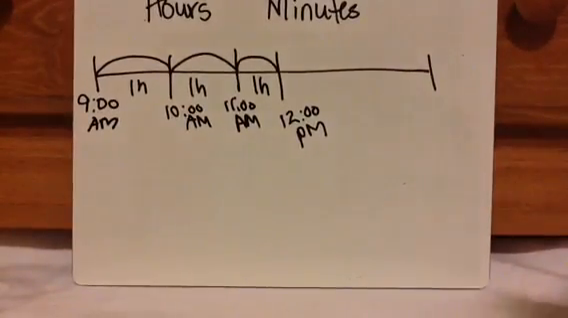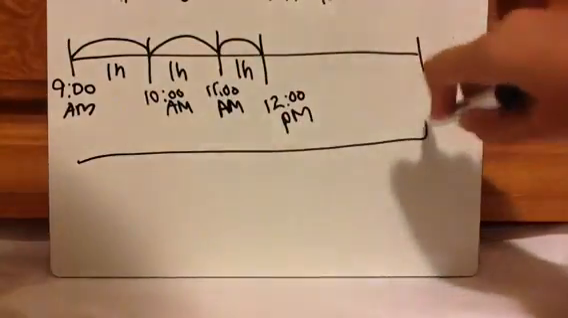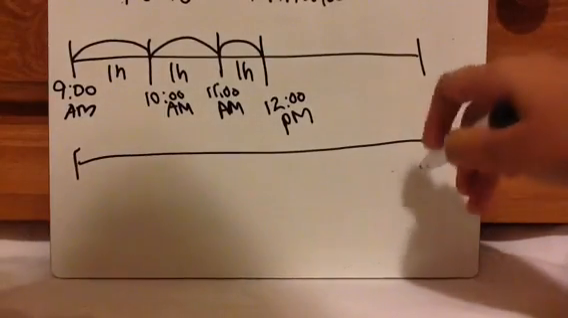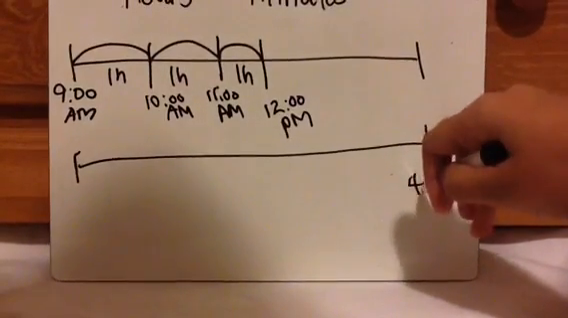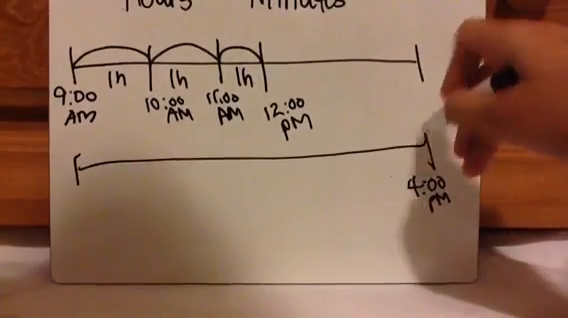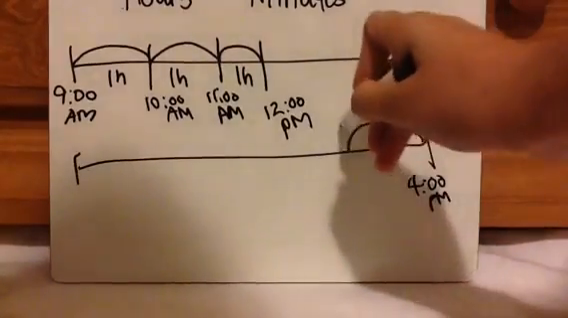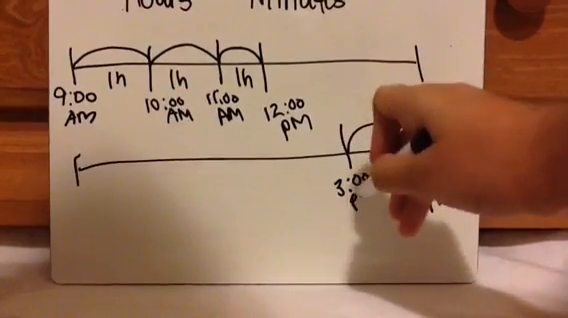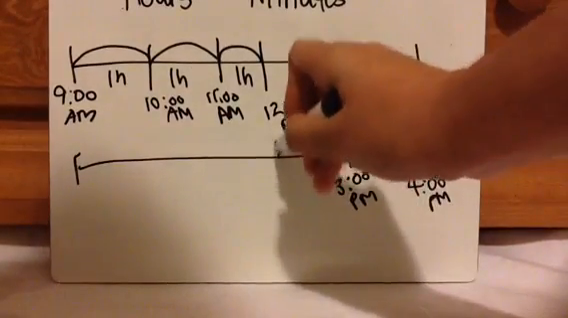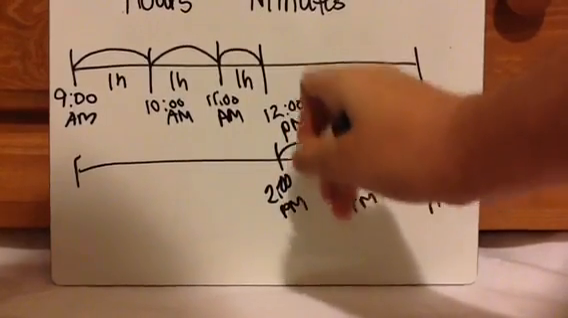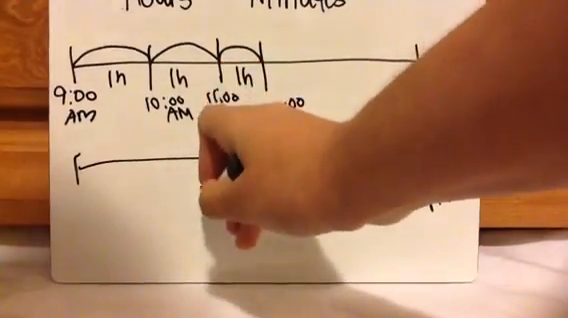Okay, so same thing if I were to do this backwards. You could do the same thing. So suppose I was given, let's say, 4 p.m. I have to go backwards 3 hours. I would do this. 1 hour back is 3 p.m. 1 hour back, 2 p.m. 1 hour back, 1 p.m.